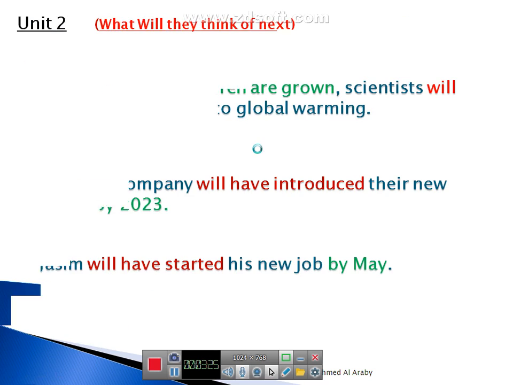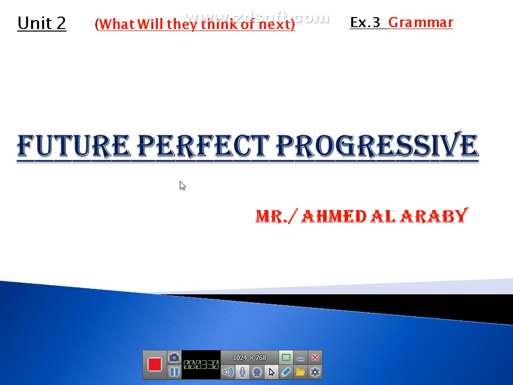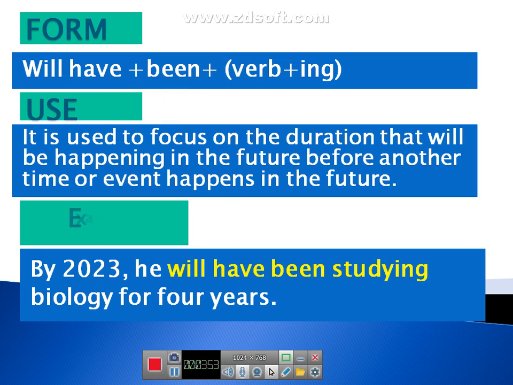Now let's turn to the second part of our grammar rule today, which is about the future perfect progressive. This tense consists of will have been plus verb plus ing. It is used to focus on the duration that will be happening in the future before another time or event happens in the future. For example, by 2023 he will have been studying biology for 4 years.